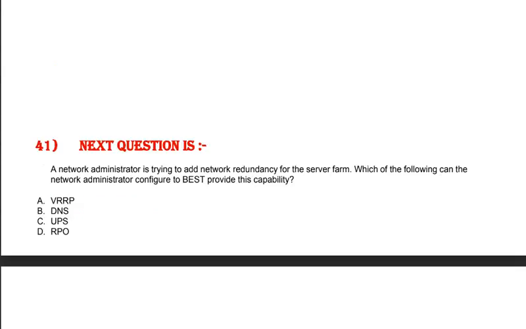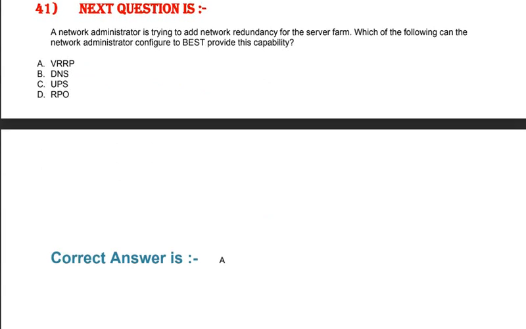Question is, a network administrator is trying to add network redundancy for the server farm. Which of the following can the network administrator configure to best provide this capability? Option A, VRRP. Option B, DNS. Option C, UPS. Option D, RPO. Correct answer is option A.